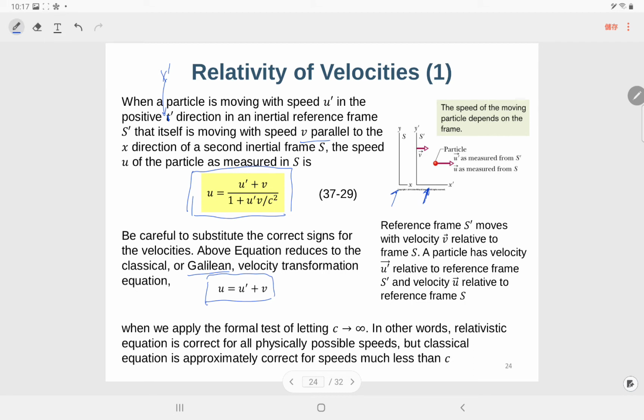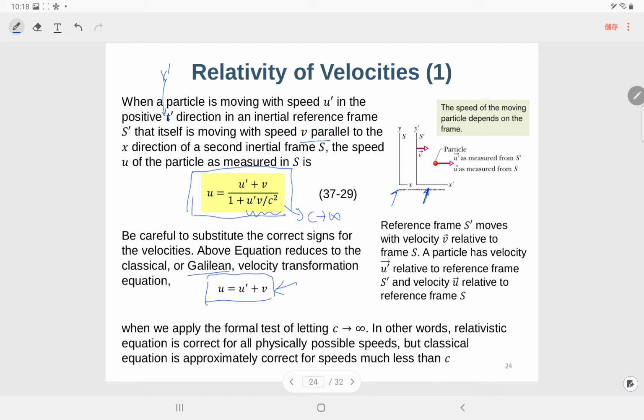Okay, so be careful to substitute the correct sign for the velocity. The above equation reduces to the classical one when we apply the formal test of letting c tend to infinity. In other words, the relativity equation is correct for all physically possible speeds, but the classical equation is approximately correct for speeds much less than c. If you take c tends to infinity, this term will tend to 0, and 37.29 will shrink to this one.